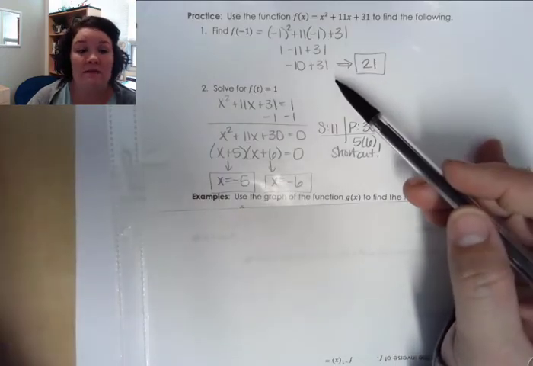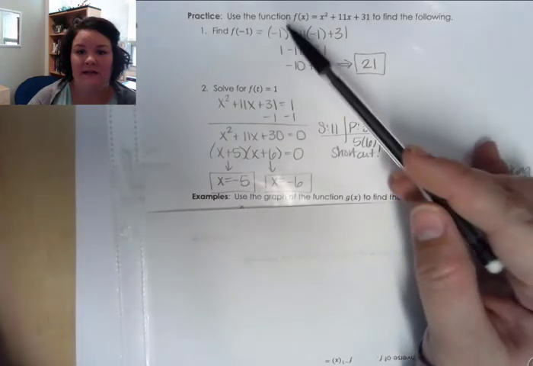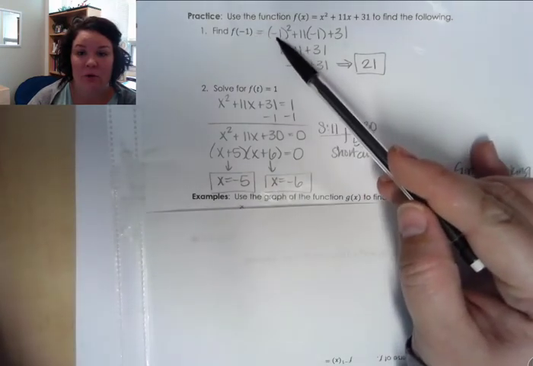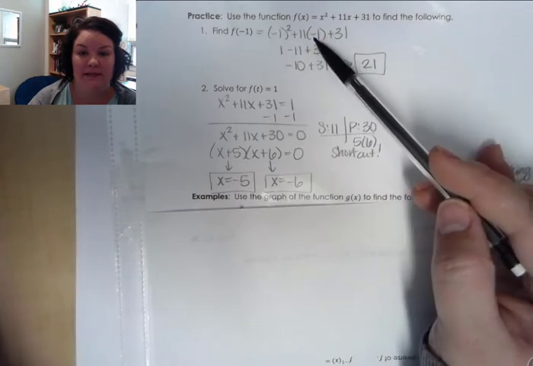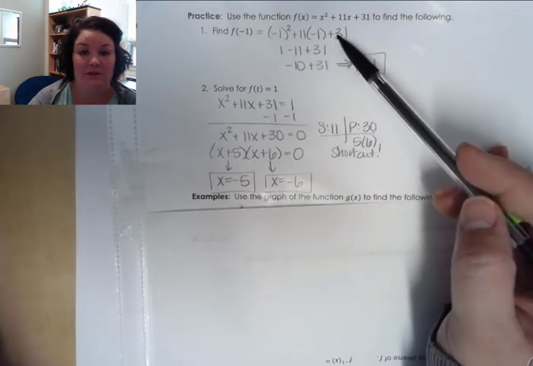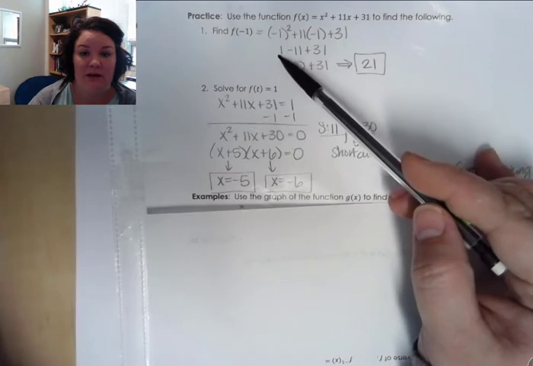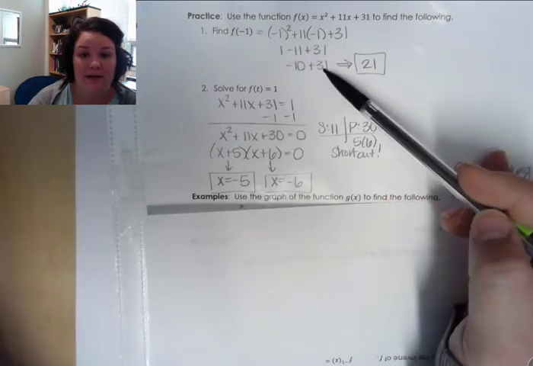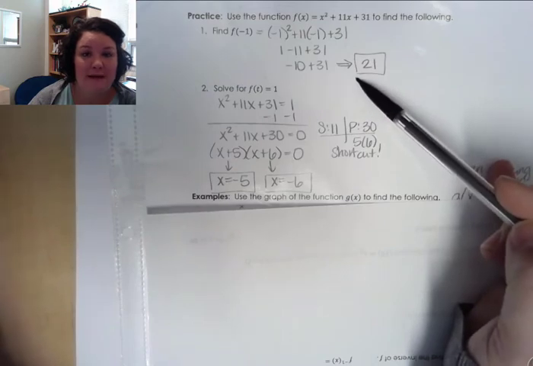All right, so on the first one, all we had to do was plug negative 1 in. It's inside the parentheses, so it's an input. So when we plug negative 1 in, we're squaring it, we're multiplying it times 11, and we're adding 31 to it, right? So when we simplify, we get 1 minus 11 plus 31. When we combine those, we end up with 21, okay?